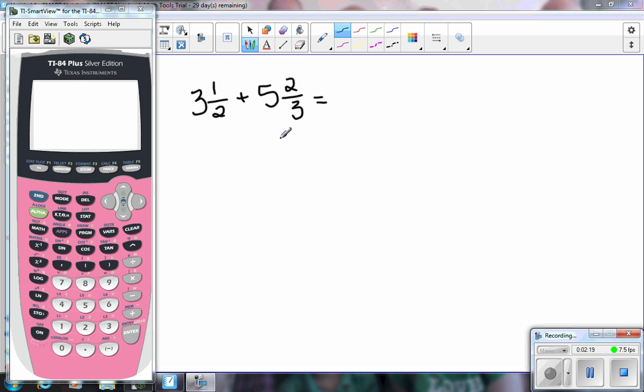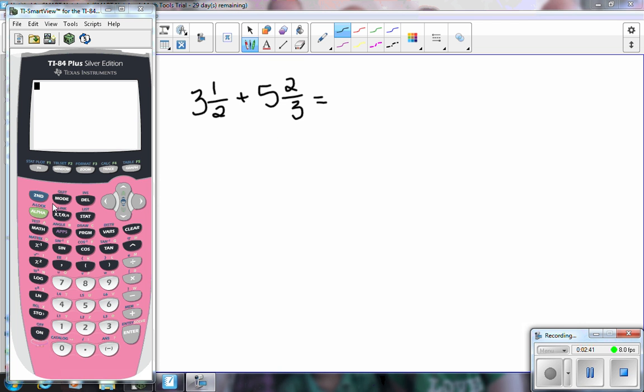Okay, now let me show you how to access fractions on your calculator. Now please keep in mind what I said. It is very important that you know how to add and subtract fractions without a calculator, because if you don't, you won't be able to combine rational expressions when we are dealing with this in algebra.